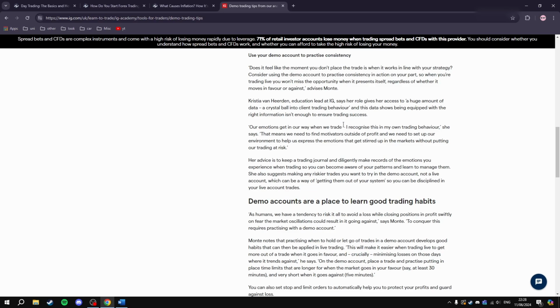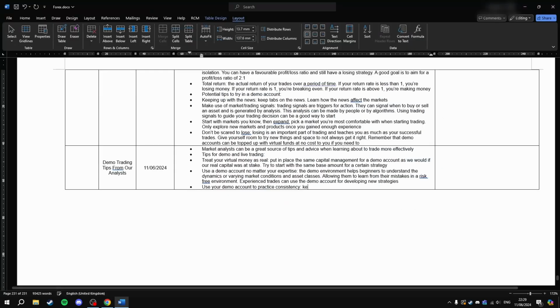That means we need to find motivators outside of profit, and we need to set up trading environments to help us express the emotions that get stirred up in the markets without putting our trading at risk. Her advice is keep a trading journal and diligently make record of the emotions you experience when trading so you can become aware of your patterns and learn to manage them. She also suggests making any riskier trades you want to try in a demo account, not a live account, which can be a way of getting them out of your system, so you can be disciplined in your live account trades.